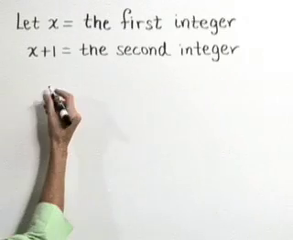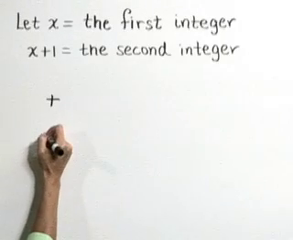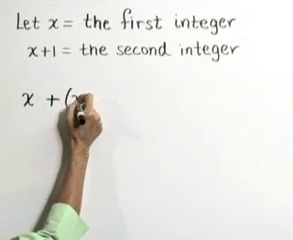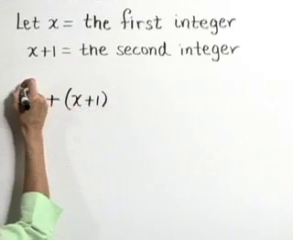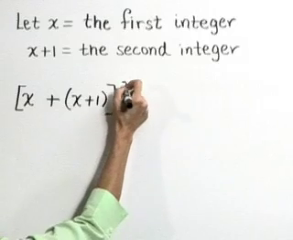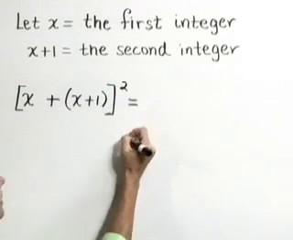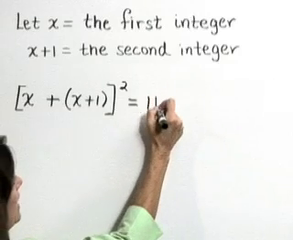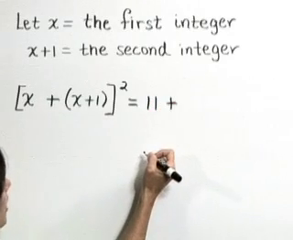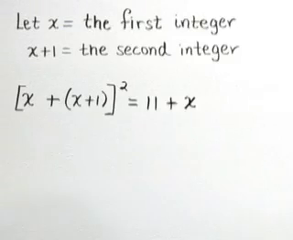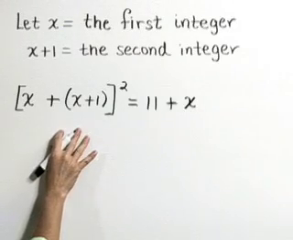So the square of the sum of these integers, let's sum them, x plus 1, and then square it, giving the square of the sum, is equal to 11 more than the smaller integer, which is identified as x. We have our equation. Now let's move on to step 4 and let's solve it.